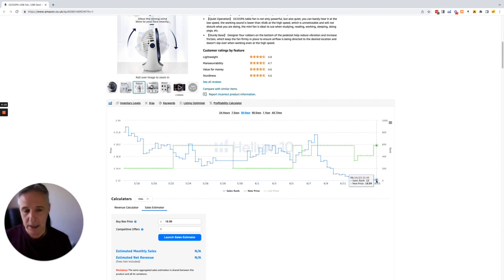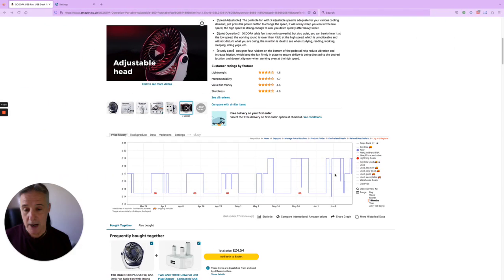So you can see here, $18.99 is the price at the moment. It was right down at $15.99. So they're playing around a lot with the price, and you can see that it's having quite a positive effect on their rank. And as we look over here, we can see the last time they did a lightning deal, which was 25th of May.